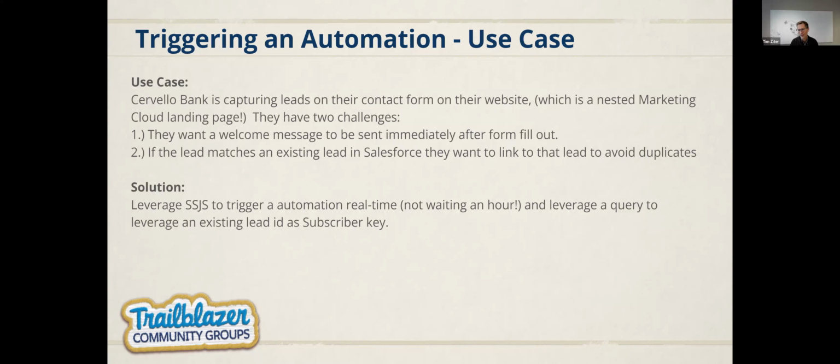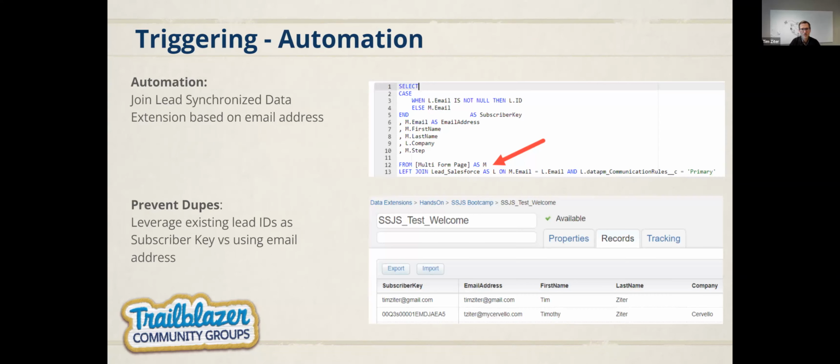And that's going to run this query that's going to do the matching of that as well. So what we're going to do is we're using this query, which is taking the people that have filled out that form. It's matching them against the synchronized data extension, the lead synchronized data extension. And if that lead email exists in the lead synchronized data extension, we're going to output that as a subscriber key. Otherwise, it's going to use the email that's provided from the form.